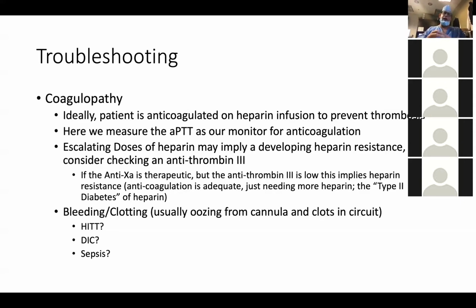The second problem that happens is bleeding and clotting, oozing from cannulas, clots in the circuit. Look at the platelets. Do you have HIT? Are you going to DIC? Or more likely you're getting septic? Well, another sign of sepsis in these patients is a weird clotting bleeding phenomenon from sepsis activation, the clotting cascade. We don't have real-time access to thromboelastography, so our ability to measure quantitative clotting rates on ECMO is limited, so we have to kind of use our best judgment.